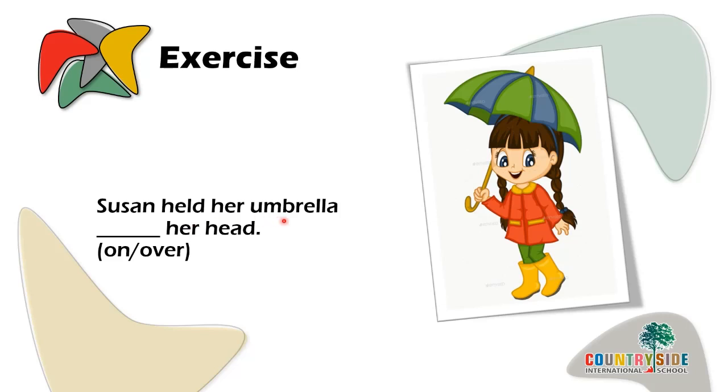Susan held her umbrella dash her head. Now when you talk about on, that means it is kept on something, and over is holding it over something. So it's over. The umbrella is not on her head, but it's over her head, covering the head.